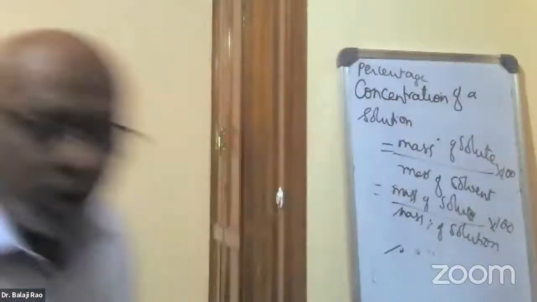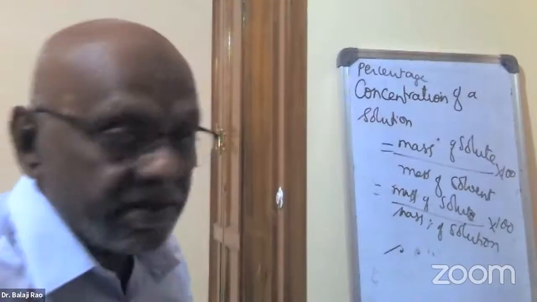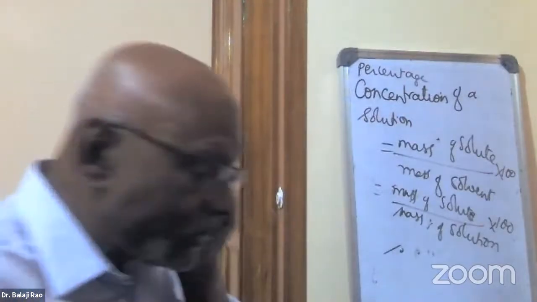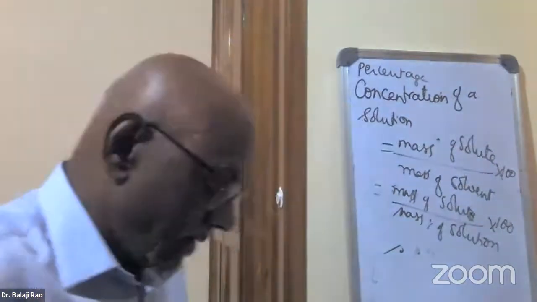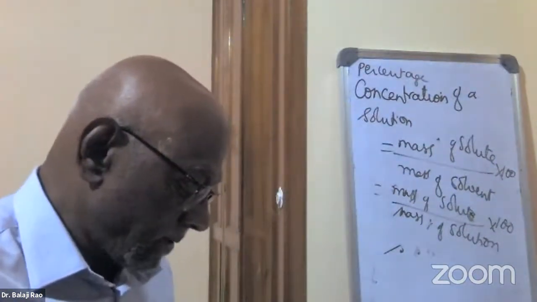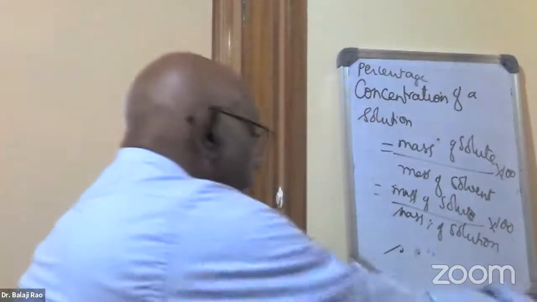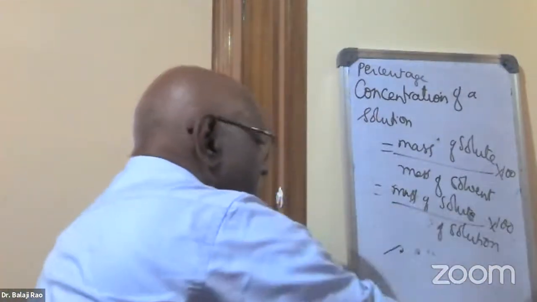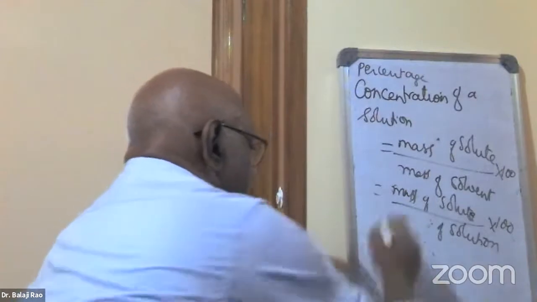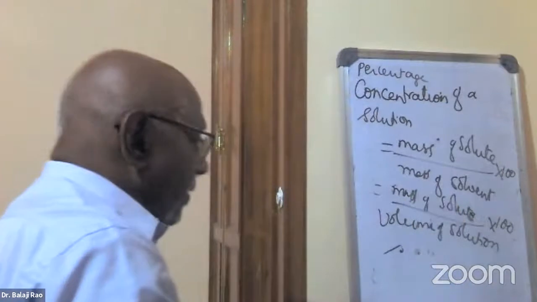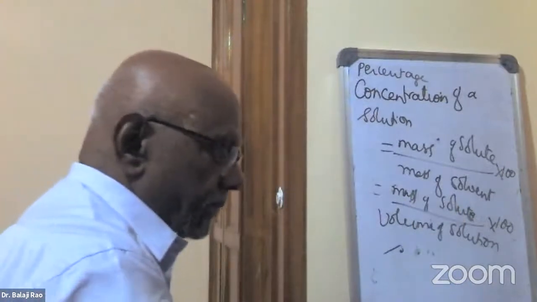The question now comes back to me. Right, sir, how do we express these concentrations? Mass of solute by mass of solvent. This is mass to mass. And for a solution, you can have volume of a solution also. This is one more statement you can look at. Mass of solution or volume of solution.